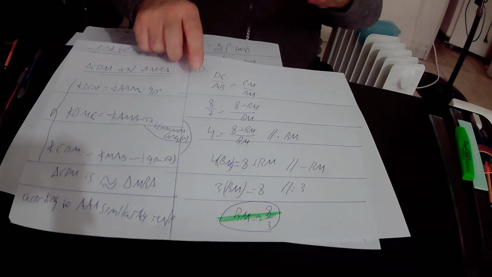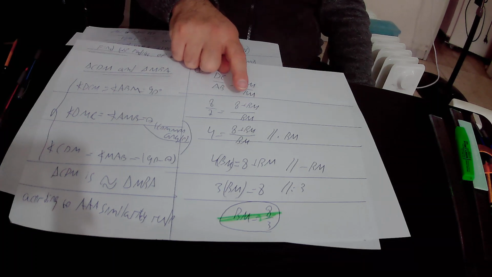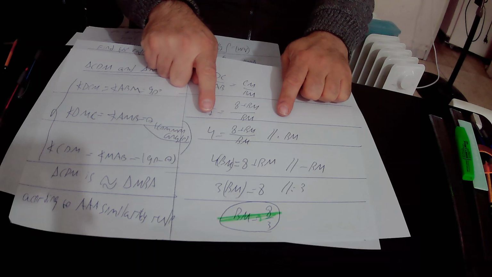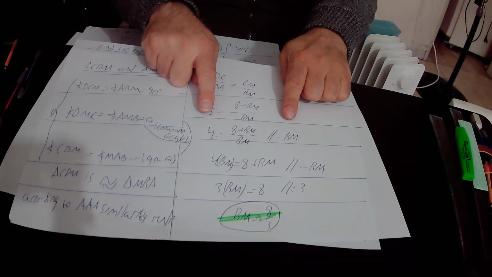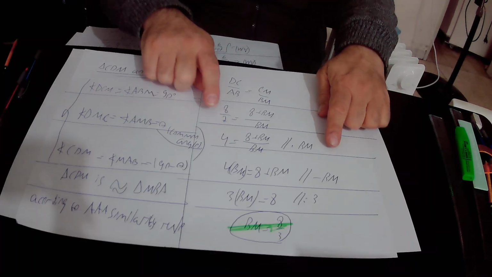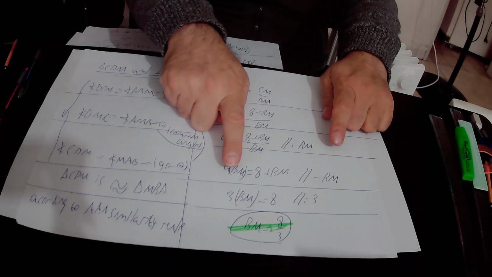So we found out that 8 over 2 equals 8 plus BM over BM. 8 over 2 is 4, so 4 equals 8 plus BM over BM. Here we multiplied this equation by BM and found out that 4 times BM equals 8 plus BM. Here we subtracted BM from this equation and found out that 4BM minus BM is 3BM.